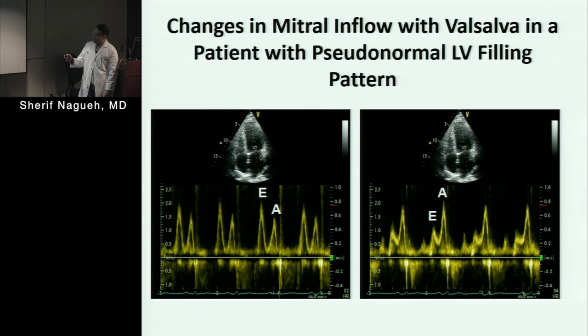We can do a Valsalva, not we, the patient can do a Valsalva maneuver. And if they have a drop in their left atrial pressure, which should happen during the strain phase, you will see a change in the mitral inflow pattern. So that tells us that the left atrial pressure was up here and it dropped when they did that approach of decreasing venous return and lowering left atrial pressure.